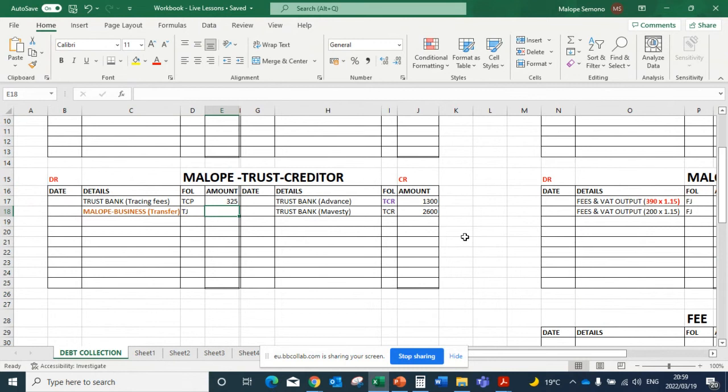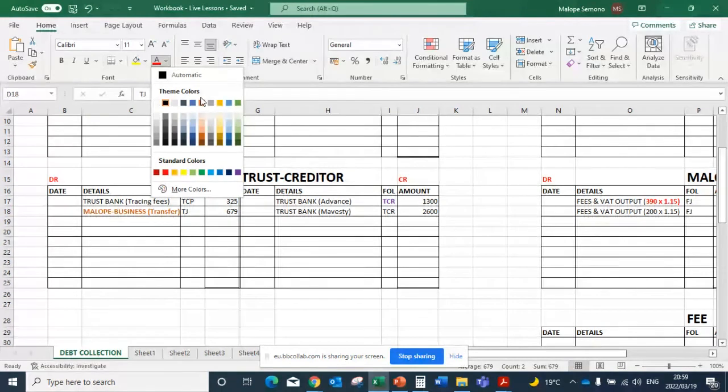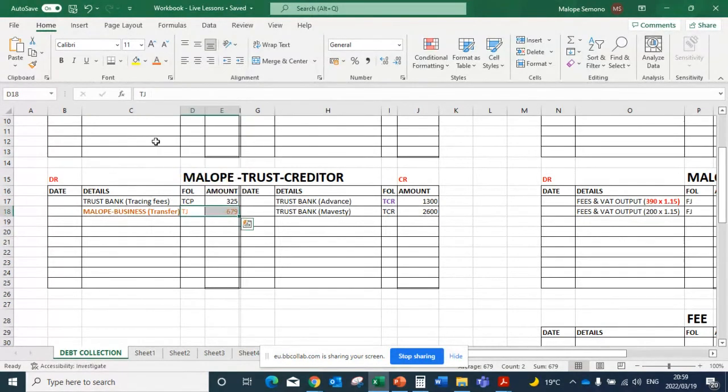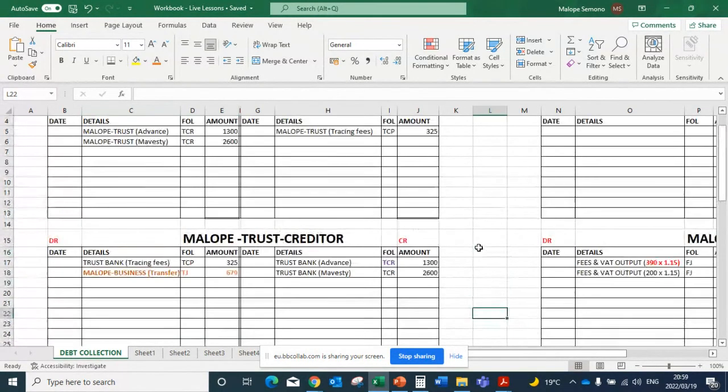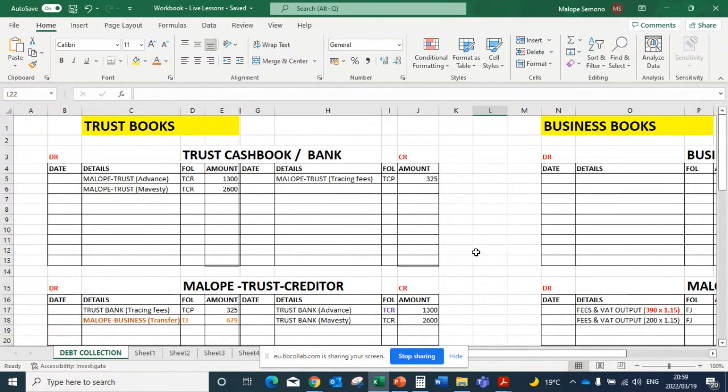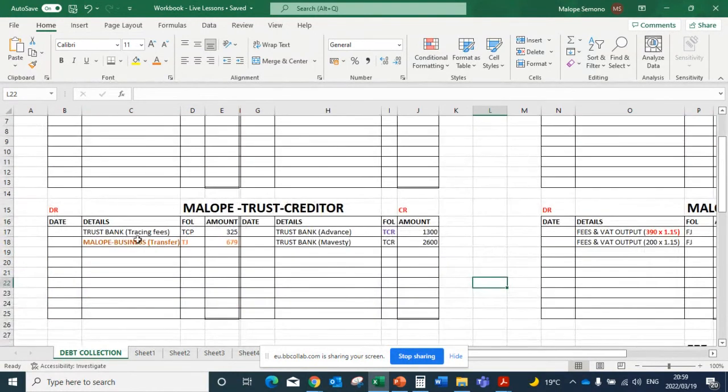See, and how much did I transfer? 679, if you can check. See, so this is the transfer that I was talking about. So we need to make sure that we know how to deal with these transfers. Can you see now? And remember, the transfer doesn't end here.